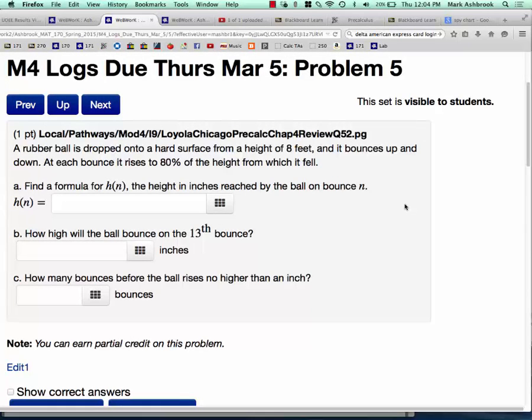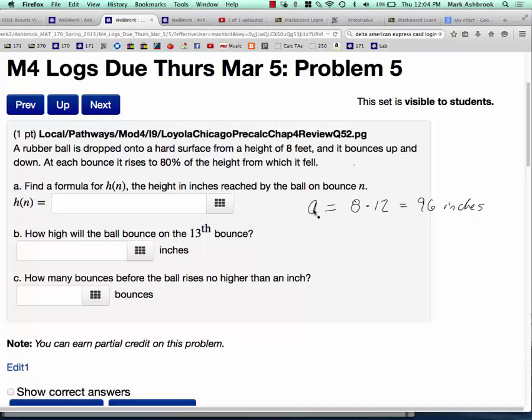Okay, so my problem has an initial height of 8 feet, but it wants the output of this function in inches. So the initial value for my function is going to be 8 times 12, or 96 inches.